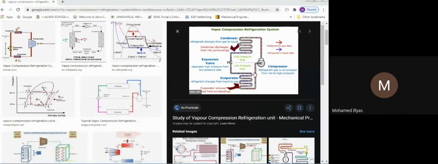So exactly what is happening inside the system? Again it is a cyclic process. Vapor refrigerant will be coming out from the evaporator and entering into the compressor here. We run the compressor and increase the pressure and temperature of the refrigerant in the gaseous form. So high pressure, high temperature refrigerant in vapor form is coming out.